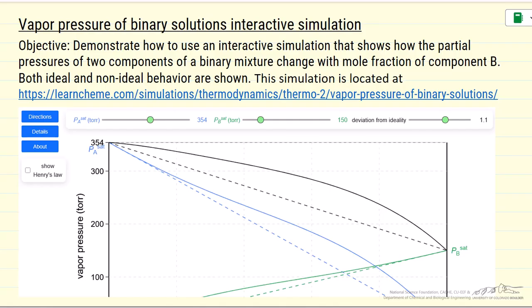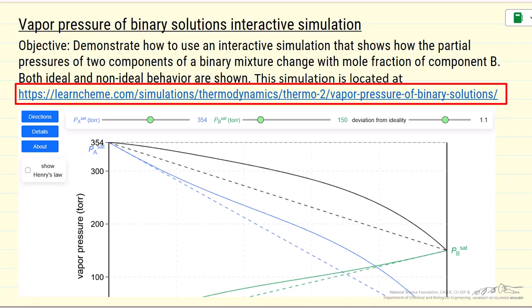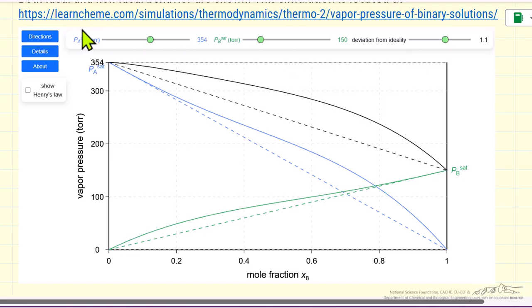I'm going to briefly demonstrate the use of an interactive simulation that shows partial pressures of a binary system where we have both ideal and non-ideal behavior. This simulation is located on the LearnChemE site, and here's the link to that site. The simulation allows us to change the saturation pressure of pure component A.